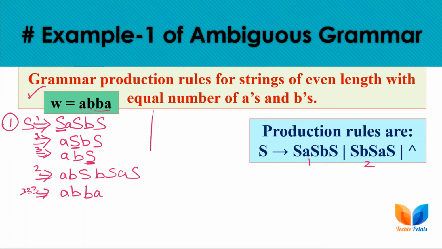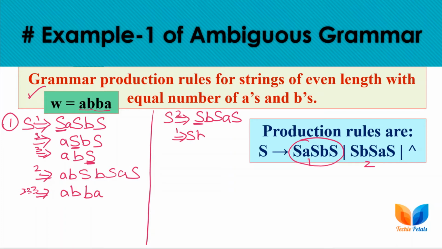Now trying the next option, if we start with the second production rule first, S B S A S, now for the leftmost non-terminal we apply rule number 1, so the leftmost non-terminal is replaced by the first production rule, and we get this sentential form S A S B S, and the remaining sentential form is written as it is, B S A S. Now by applying rule number 3 five times, we get the string A B B A.